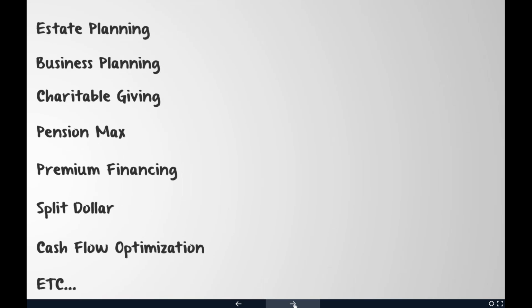A few things that it can do. A lot of different areas of estate planning, business planning, whether it be buy-sell or key person, all kinds of charitable giving stuff. We have a whole database of reports that focus on whether it be charitable remainder trust, charitable lead trust, whatever it be. We can give you all the details of that. There's specimen trust documents to kind of give guidance to attorneys in drafting them, all kinds of information there. Pension max, premium financing, we have a whole module that is dedicated to that. Split dollar, even just cash flow optimization for your client-specific situation. And that's just a little bit of what we can do.